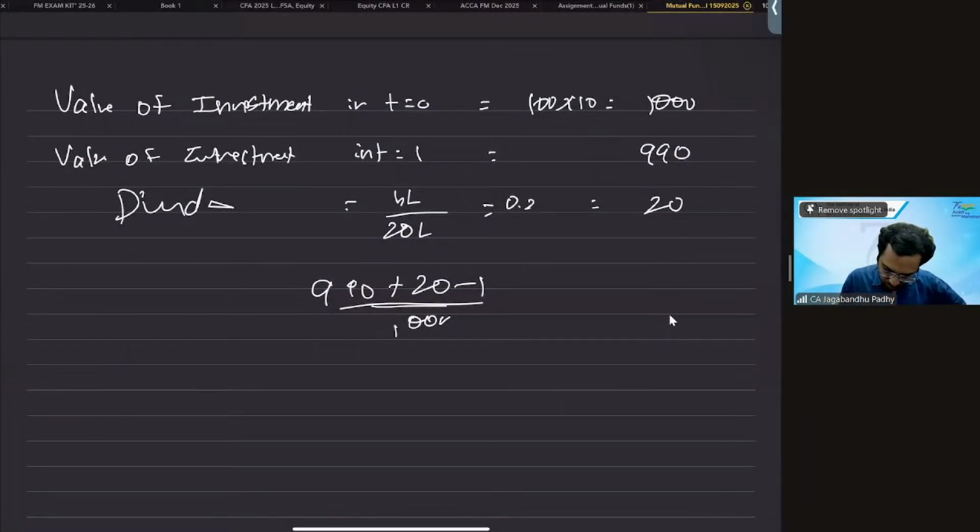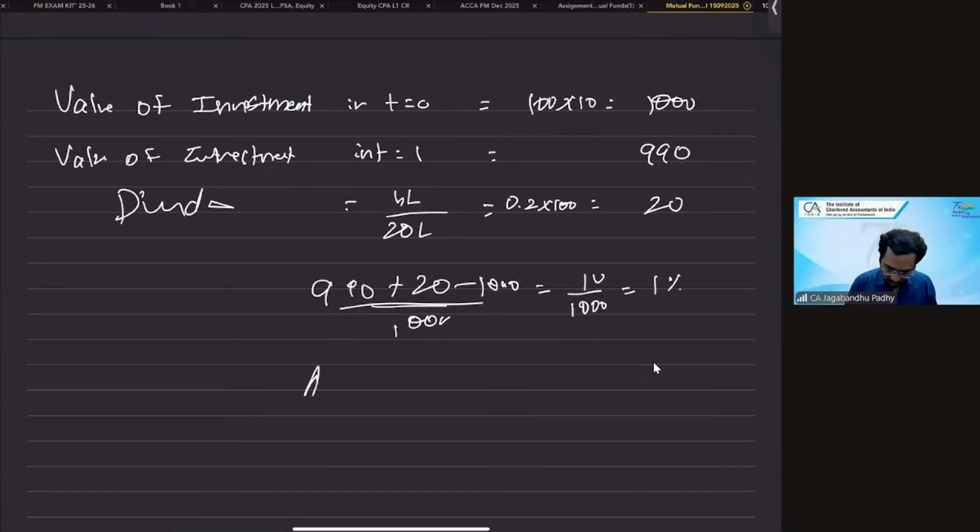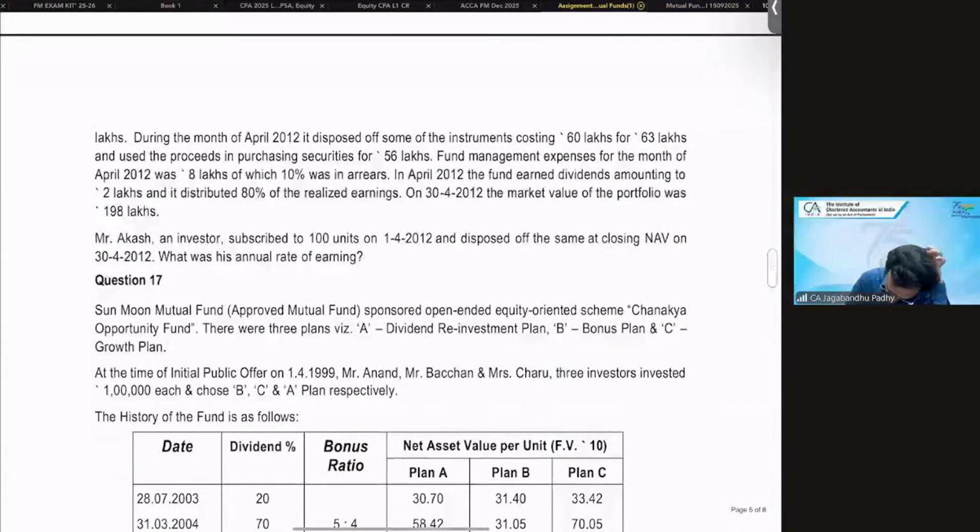So it is 0.2 into 100, right? 20, and opening was 1000. So 10 upon 1000, this is 1%, and annualized yield will be 12%. Correct, guys? Yes, sir. Here the trick is that we should not forget about the dividend. Okay, fine. So annual rate of earning 12% is done.